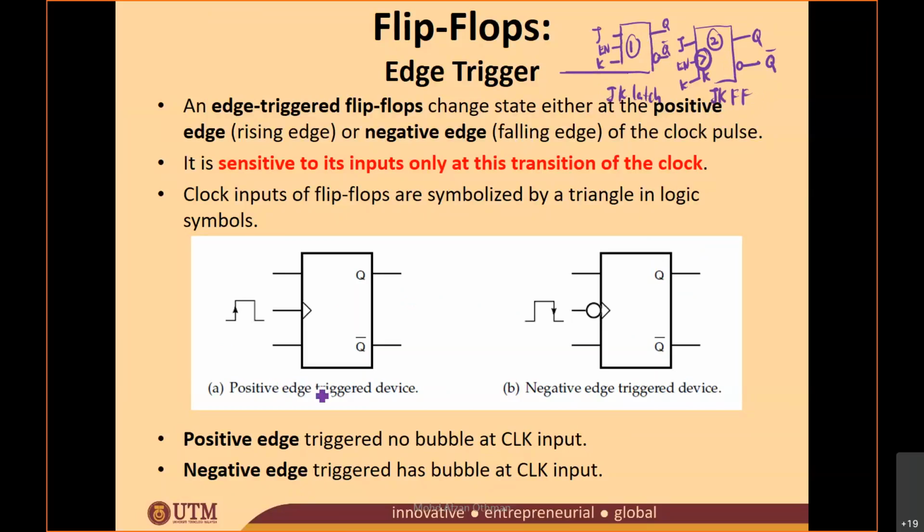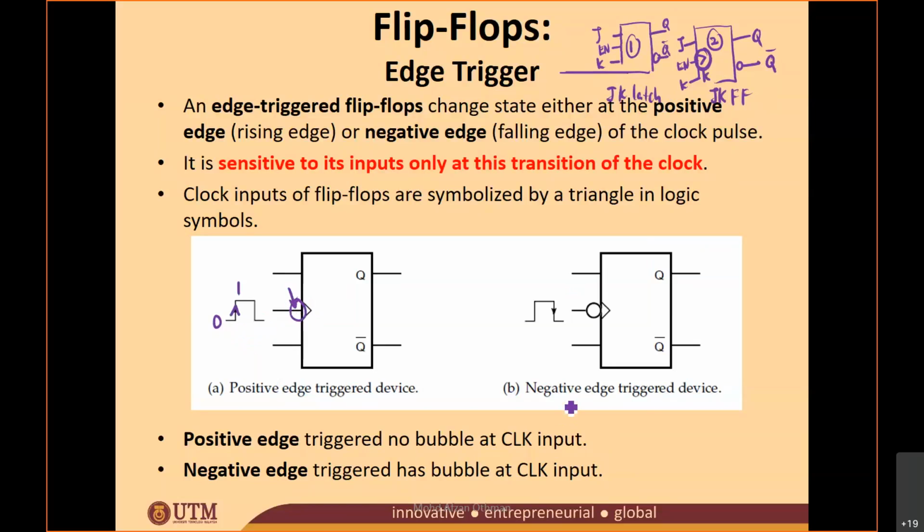For the positive edge triggered device, it means it will change on the rising edge. What is a rising edge? Whenever your clock changes from 0 to 1. So this is a rising edge. How do you know this is a rising edge? There is no bubble in front of the clock input of this flip-flop.